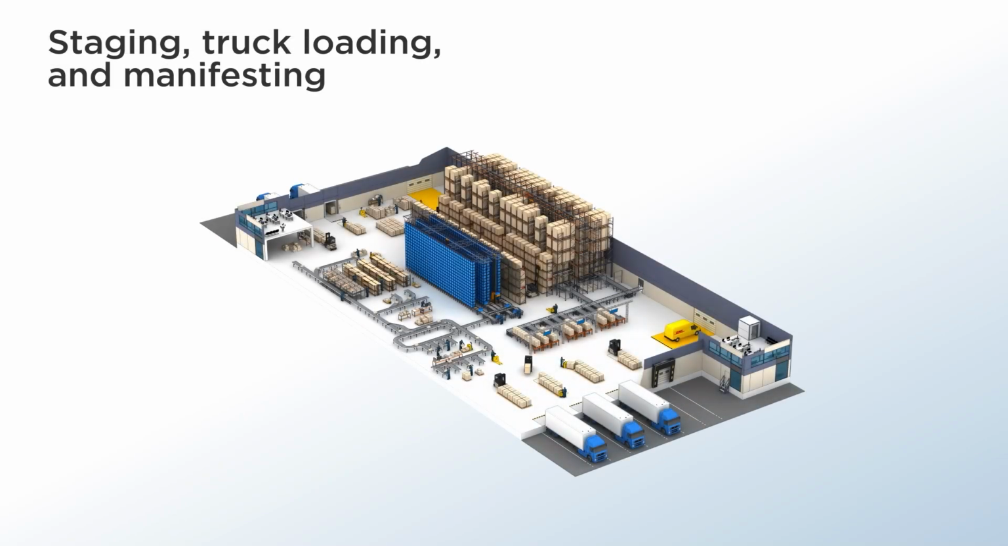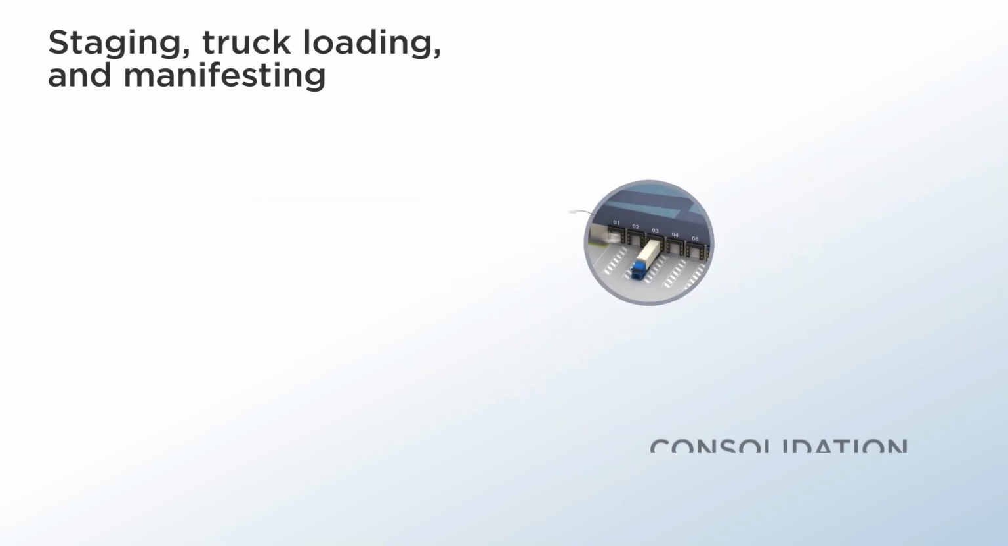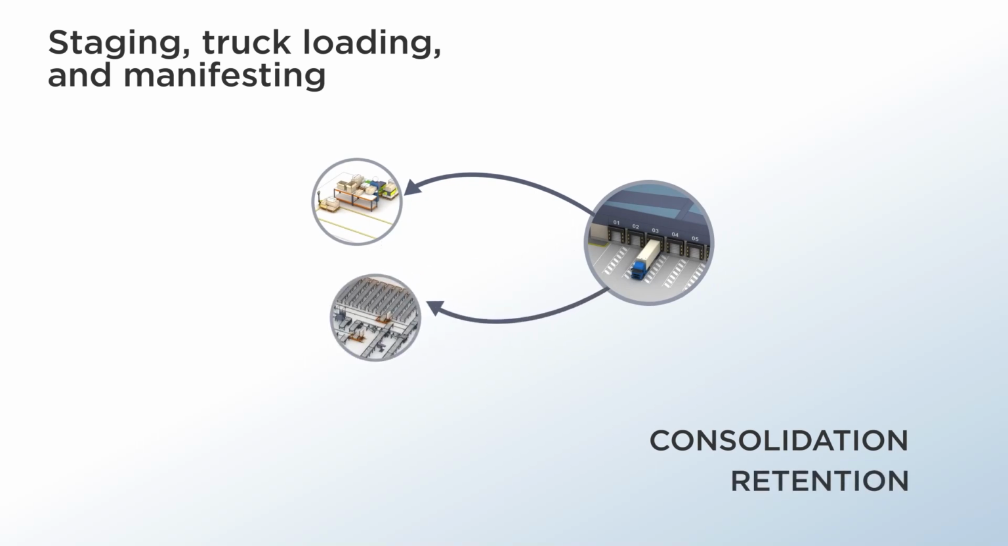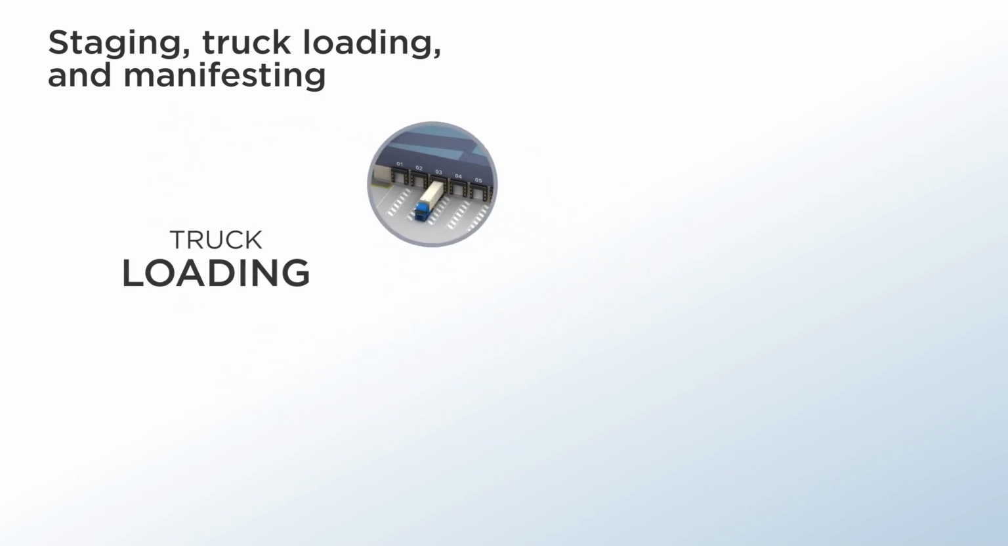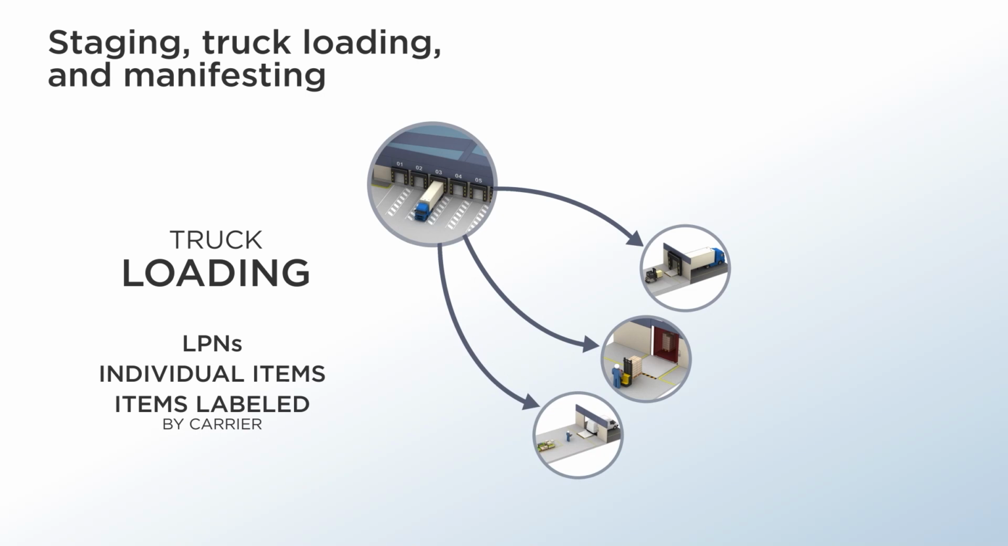Easy WMS features specific processes for the conditioning, review, and adaptation of the goods prepared for end customers, specifically for work done in consolidation and retention zones. Likewise, by means of sequencing rules, it ensures that critical or decision points are reached in the order required for dispatch. The truck loading process enables the operator to identify the material to be loaded, no matter its presentation: LPNs, individual items, or items labeled for the carrier.